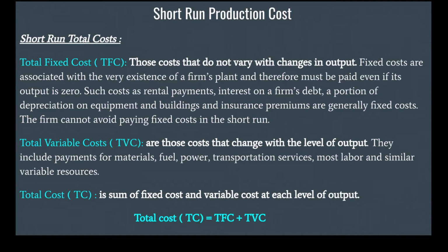Total variable costs, that is TVC, are those costs that change with the level of output. They include payments for materials, fuel, power, transportation services, most labor, and similar variable resources. Total cost is the sum of fixed cost and variable cost at each level of output. So total cost is TFC plus TVC.